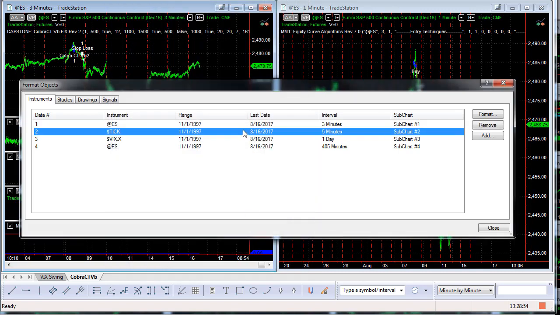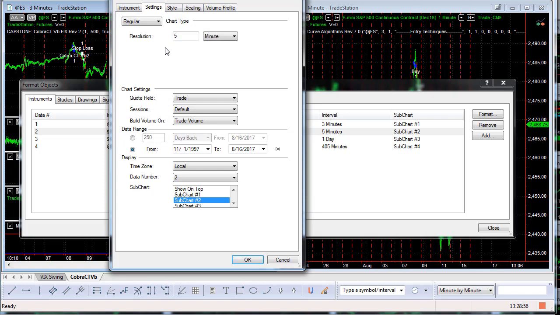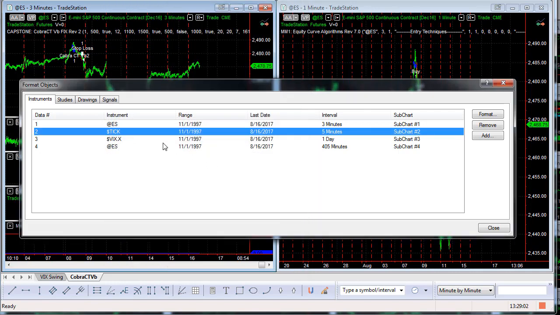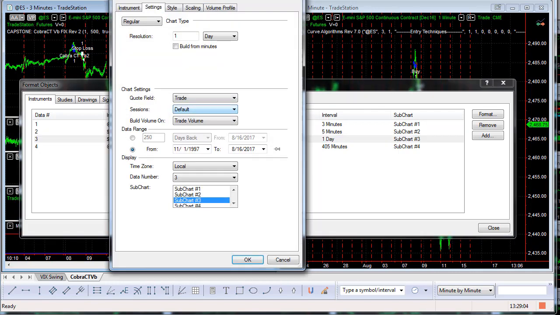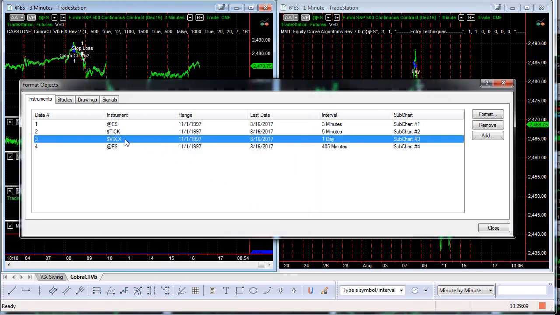And then the NYSE tick is 5-minute charts, and here are the settings. Use the default session, 5-minute for NYSE tick, and then you use the VIX, the daily chart, default session. That is the setting for the VIX. The symbols vary depending on your data feed.